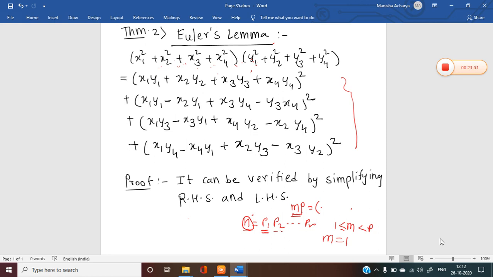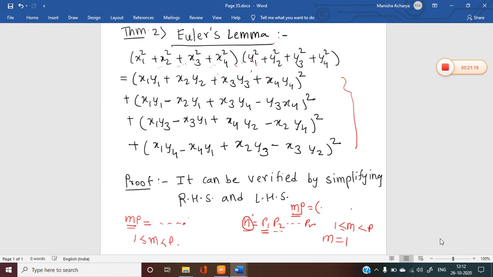For the time being, what you have to remember over here is just the concept that for any prime p we can express mp as a sum of four squares, okay, where m satisfies the condition that 1 is less than or equal to m less than p.